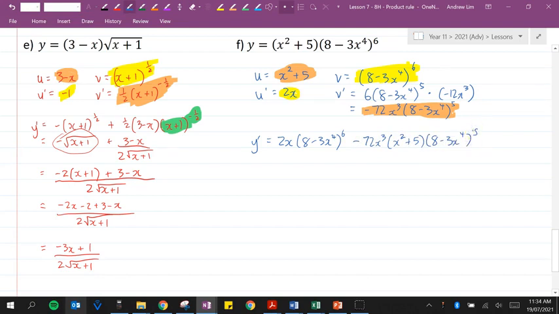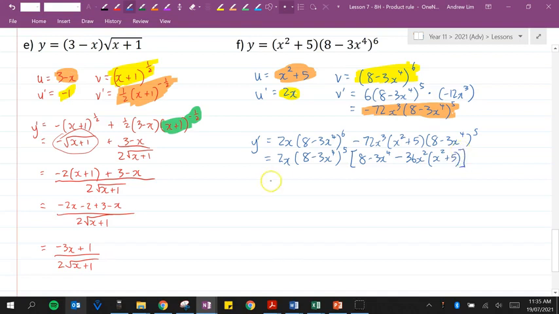Okay, let's tidy this up. So I can see that they both have a factor of 2x, as well as 8 minus 3x to the power 4 to the power 5. So what's left over? For the first term, we can see we've got 8 minus 3x to the power 4 left over. For the second term, we'll put a minus. 72 divided by 2, we got 36x squared, lots of x squared plus 5.